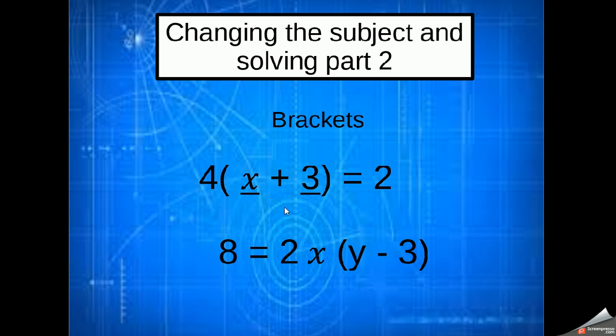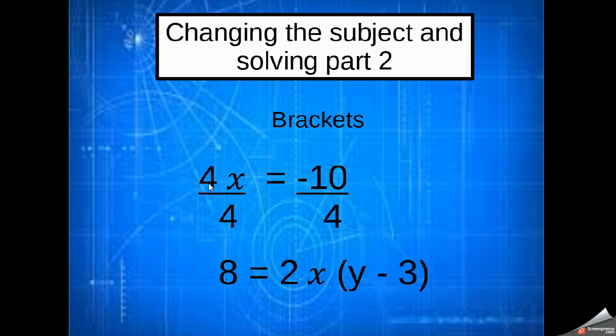So we're going to multiply x and 3 by 4: 4 times x added to 4 times 3, which is going to give us 4x plus 12 equals 2. And now to get the x on its own, the first thing we're going to have to do is shift the plus, remember from the last video, and when we move it to the other side it becomes negative. So we're left with 4x is equal to 2 take away 12, which is minus 10.